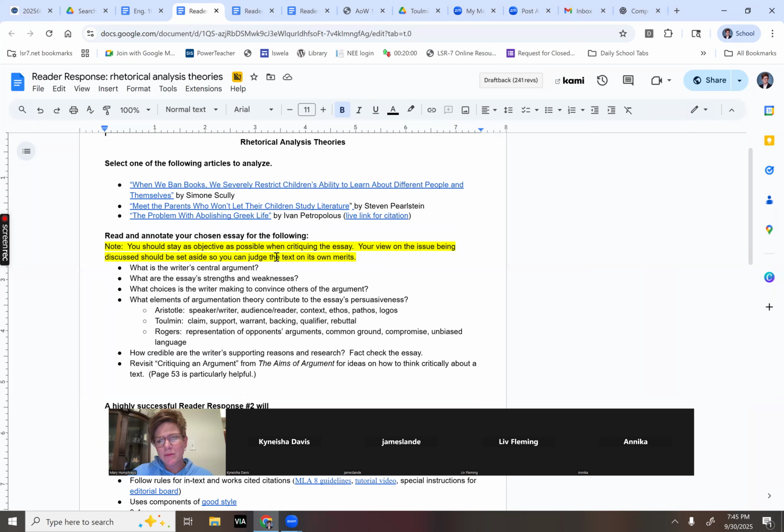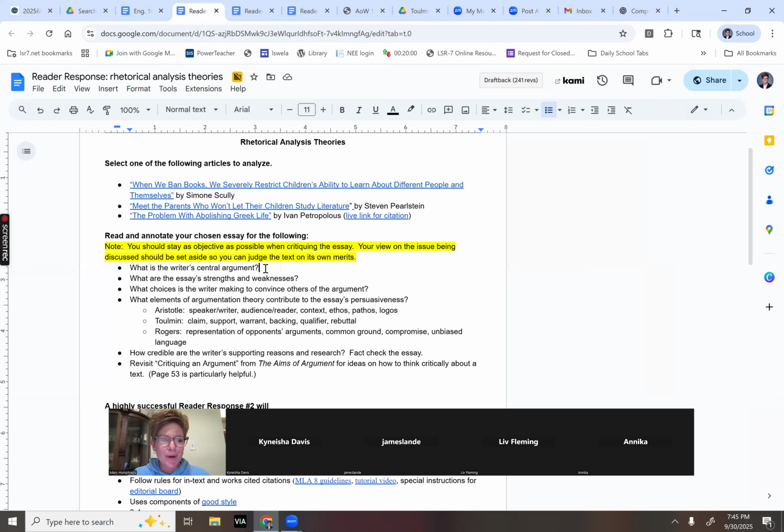And I did note you should stay as objective as possible when critiquing the essay, okay? Your view on the issue being discussed should be set aside so you can judge the text on its own merits, right? So even if you believe absolutely not, we should keep Greek life, you've got to set that aside so that, without any opinion creeping in, you can judge whether or not the argument is good or not. And how we're going to do that, we're going to do that first by identifying what is the writer's central argument, what are the essay's strengths and weaknesses, what choices is the writer making to convince others of the argument.